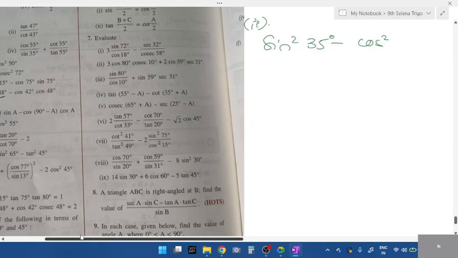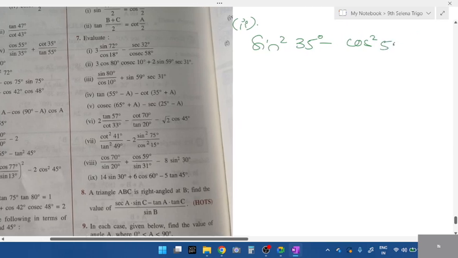It is degree, not angle. What's the degree for cos square? Square is given. So we have cos square 35, sin square 35 and cos square. Do we have sin square 35 degrees in the table? No, we don't have. So first use complementary angle.